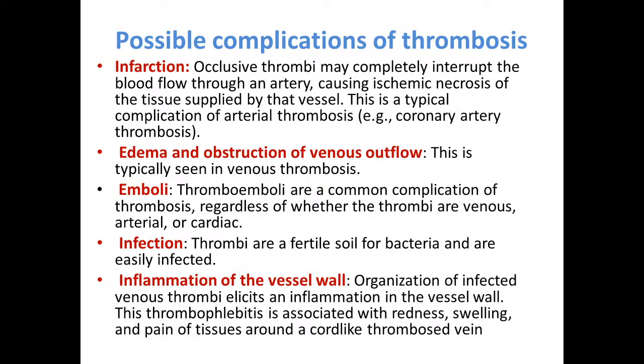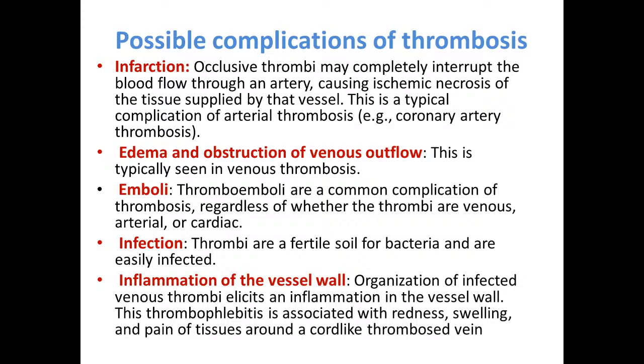Possible complications of thrombosis include infarction. Occlusive thrombi may completely interrupt the blood flow through an artery, causing ischemic necrosis of the tissue supplied by that vessel. This is a typical complication of arterial thrombosis, such as coronary arterial thrombosis. Edema and obstruction of venous outflow is typically seen in venous thrombosis.